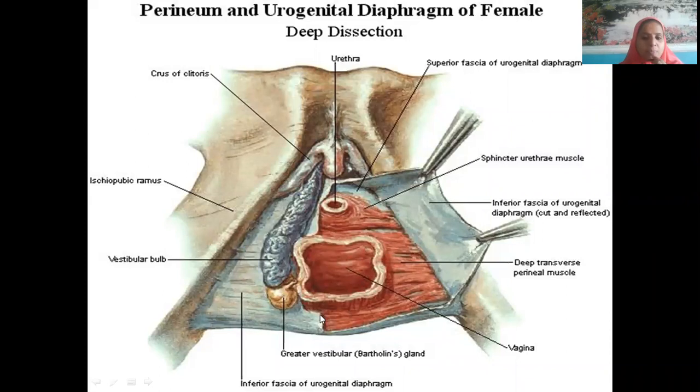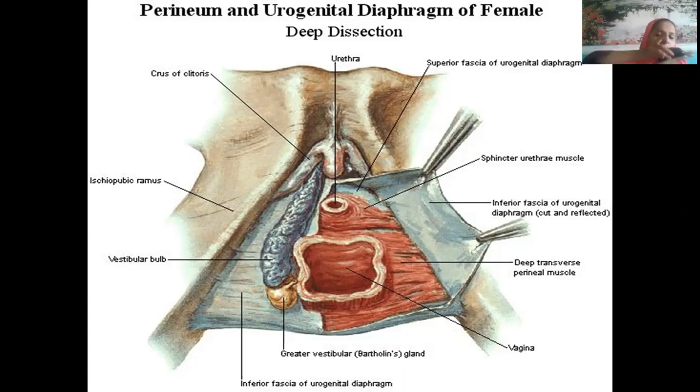That means this muscle is the deep transversus perineae, and surrounding the urethra, we have the sphincter urethrae. Again, there also you are finding a membrane, no? That is the superior fascia of the urogenital diaphragm. That means we have one superior fascia of the urogenital diaphragm and an inferior fascia of the urogenital diaphragm. Between the two fascia, you have the deep perineal pouch.